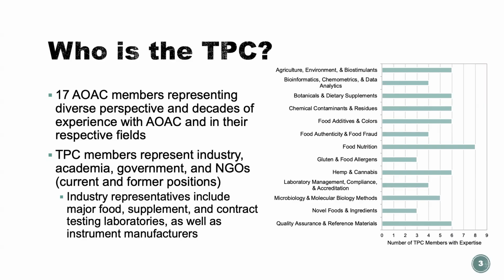The graph on the right highlights the number of TPC members with expertise in different areas. So when we select new members for the TPC, we try to make sure that we have at least a few members that can review proposals and have some level of experience in each of the topic areas that we have in the program. In addition to that, we make sure that we have representation from industry, academia, government, and NGOs as much as we can. And we do take into account both current and former positions of people that apply to be on the TPC. So we do have a pretty broad perspective there as well.